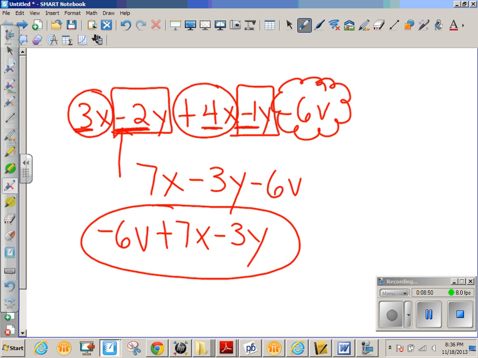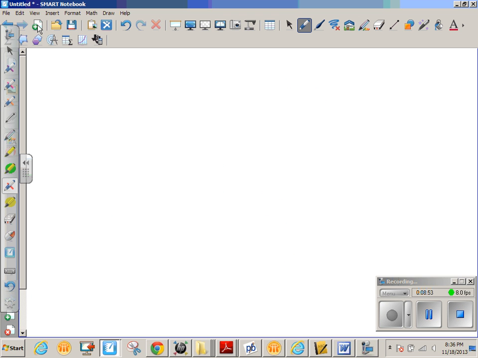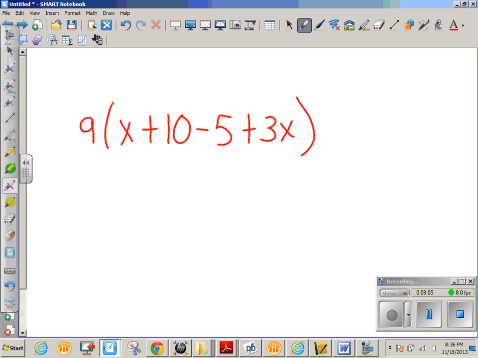Now moving on to something that's a little different. This is using the distributive property. And we've talked about the distributive property this year. We've had to use a distributive property when we were using order of operations. I know that the first thing that I should do is what's in parentheses.